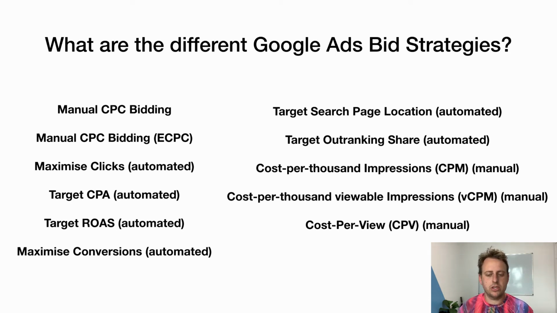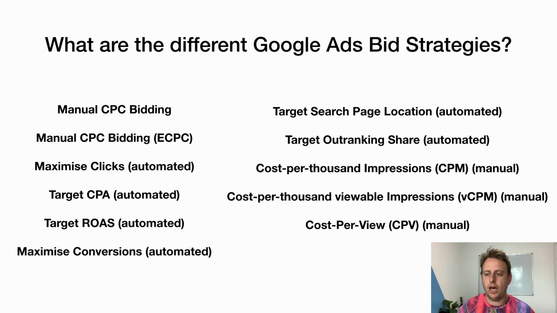The next one is maximize conversions, which is an automated strategy again, wherein Google is just going to try and get you as many conversions as it can, regardless of the cost per conversion or the return on ad spend, or the cost per click or any of that. It's just going to do whatever it thinks it can to get you the most conversions.